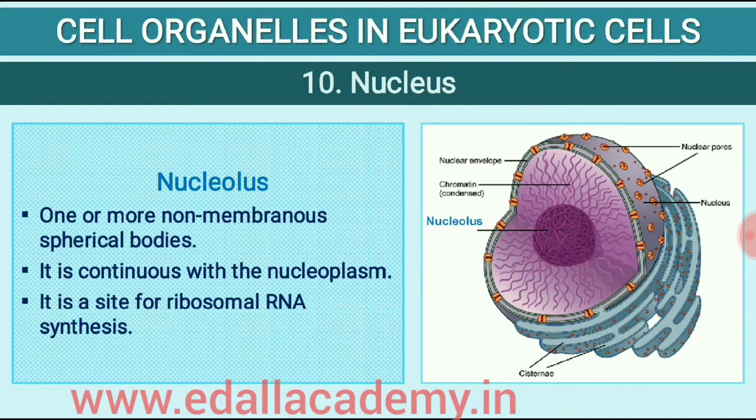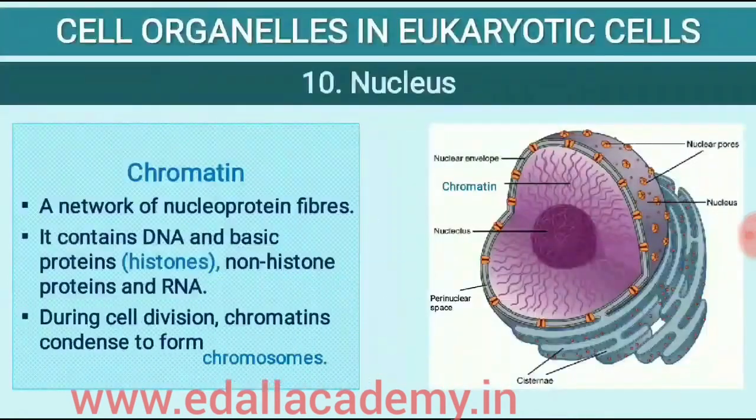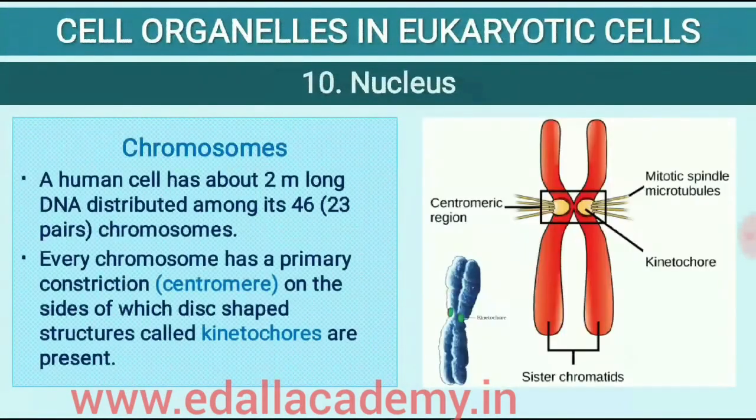You may recall that the interphase nucleus has a loose and indistinct network of nucleoprotein fibers called chromatin. But during different stages of cell division, cells show structured chromosomes in place of the nucleus. Chromatin contains DNA and some basic proteins called histones, some non-histone proteins and also RNA. A single human cell has approximately 2-meter-long thread of DNA distributed among its 23 pairs of chromosomes. Every chromosome essentially has a primary constriction or the centromere, on the sides of which disc-shaped structures called kinetochores are present.